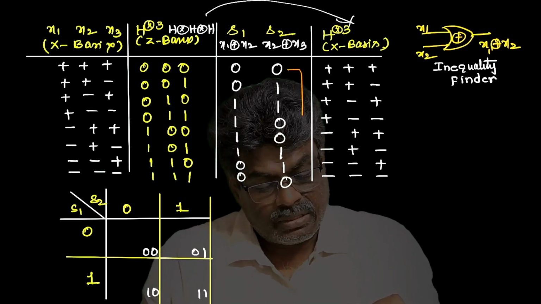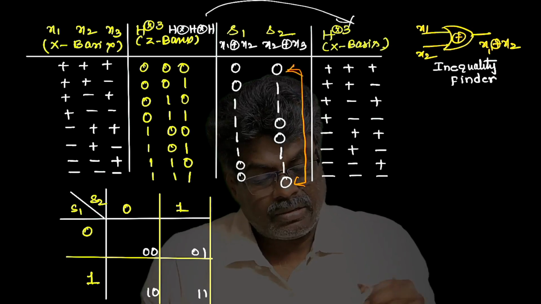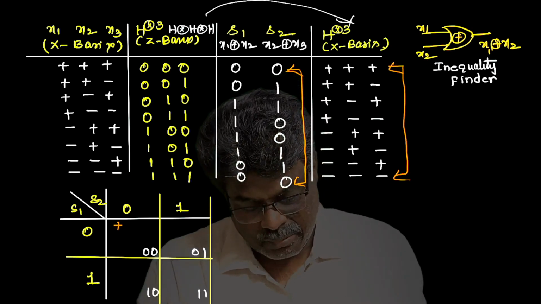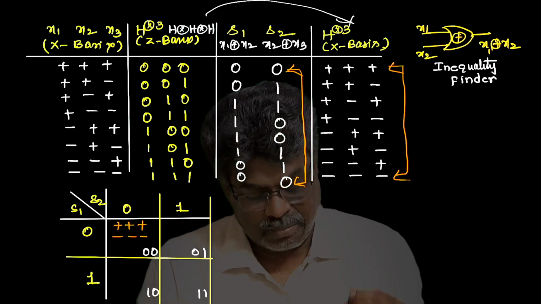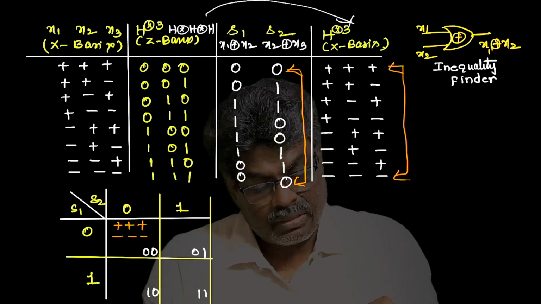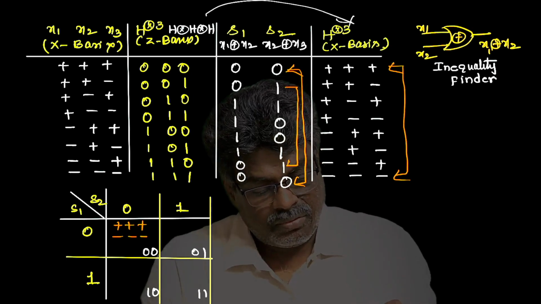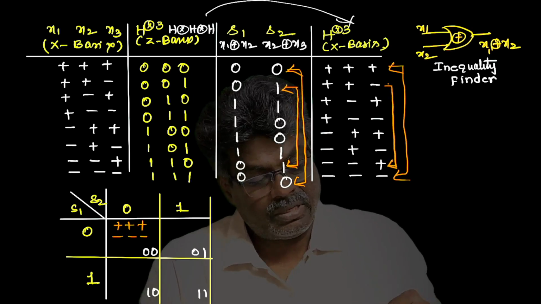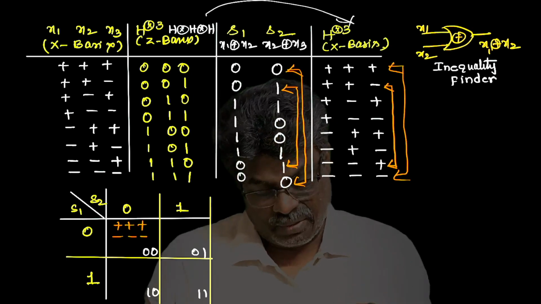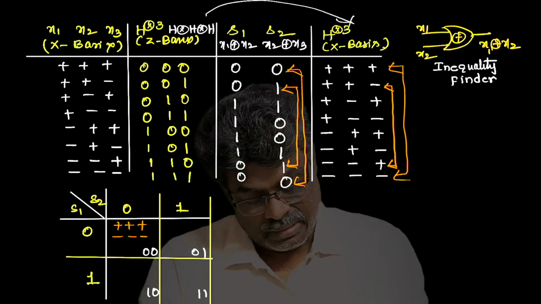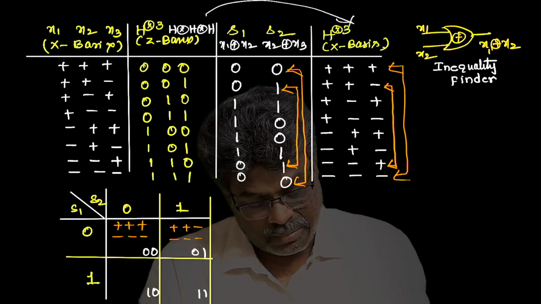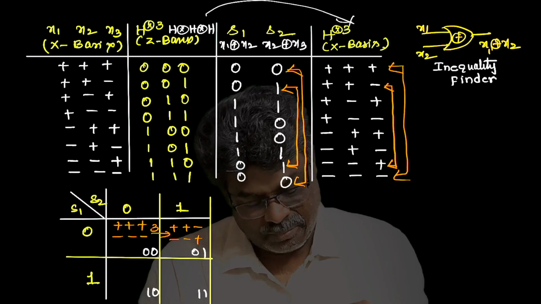So if you see this 0 0 here, we have no change. That means plus plus plus and here minus. And the next one, 0 1. If you see this 0 1, corresponding to this we have the third bit flip, sorry, third phase flip, that is plus plus minus, minus minus plus, here the third one.